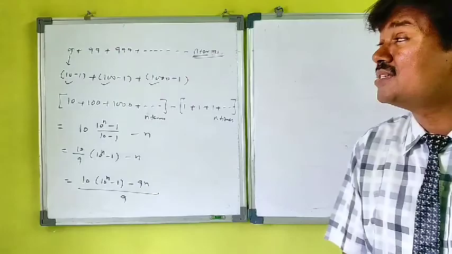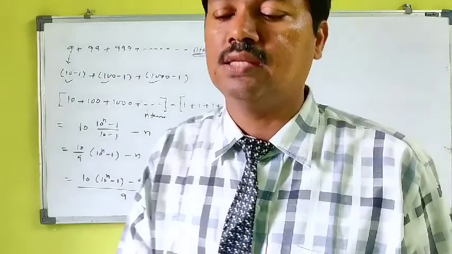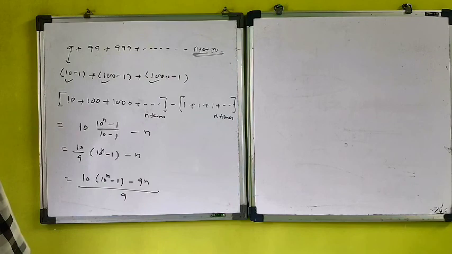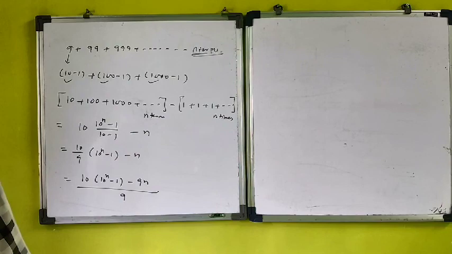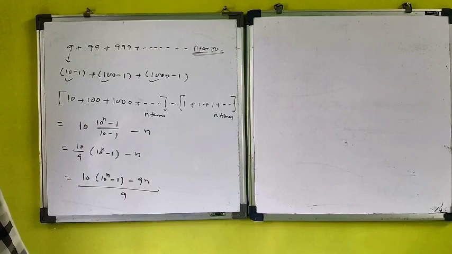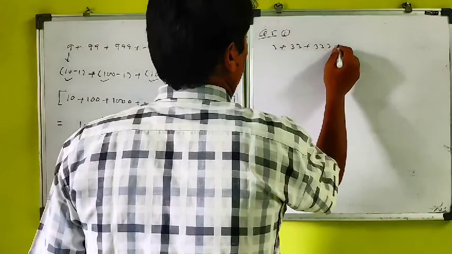So when a question like 9999 comes, we have to solve it like this. Or any other numbers like 555, we have to make them into these forms. How? See one question based on the textbook. It is given in the text, question number 5, the first one: 3 plus 33 plus 333. You have to find the sum of n terms.